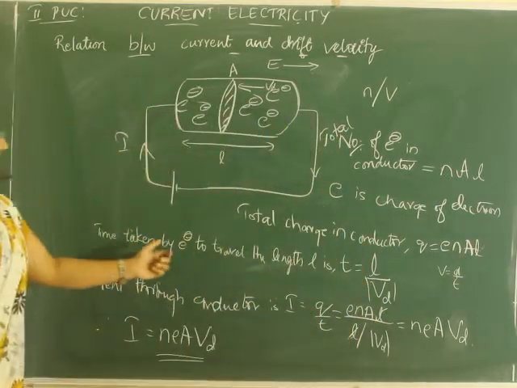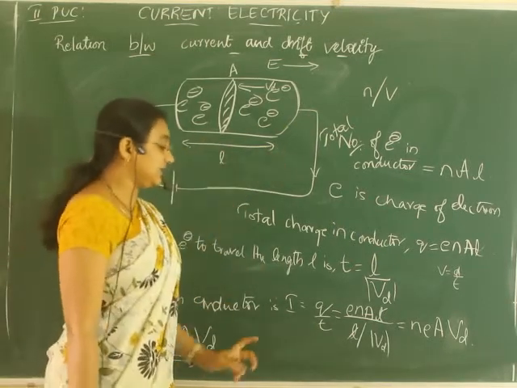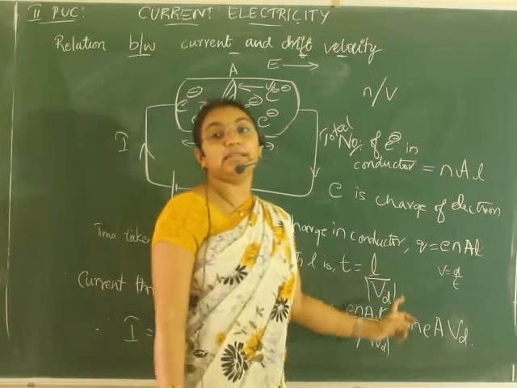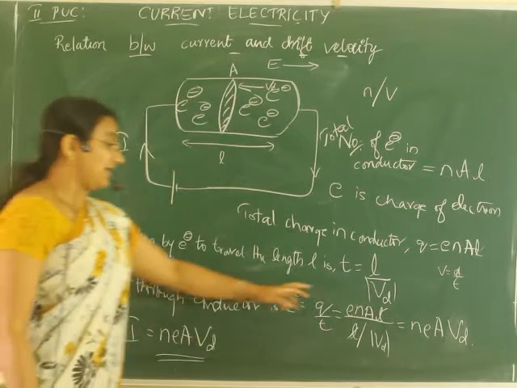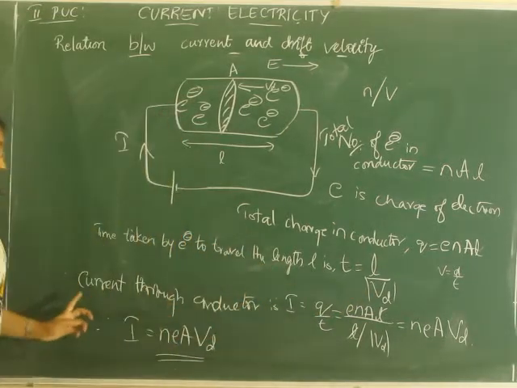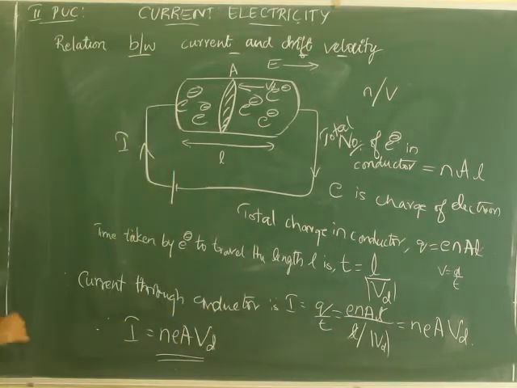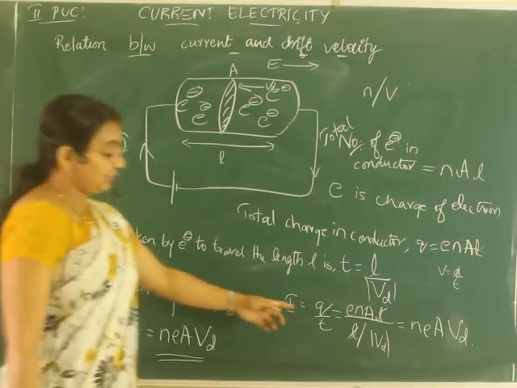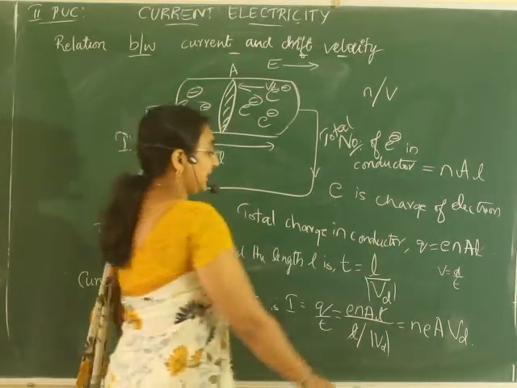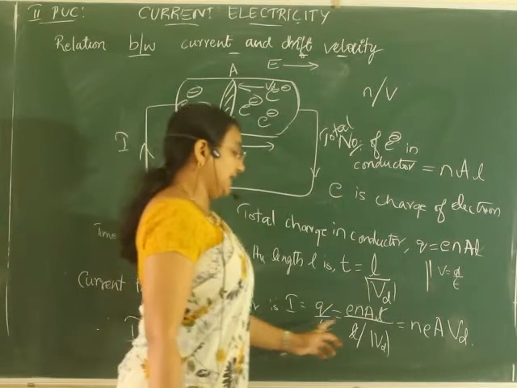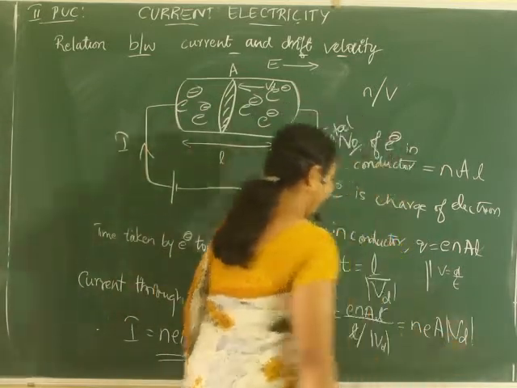The time taken by the electron to travel the distance L is t = L/Vd. Correct? Therefore, that is the magnitude of Vd. We know that the current through a conductor is I = Q/t. Substitute t and Q. Then what do we get? I = neAVd, where L gets cancelled. Correct?